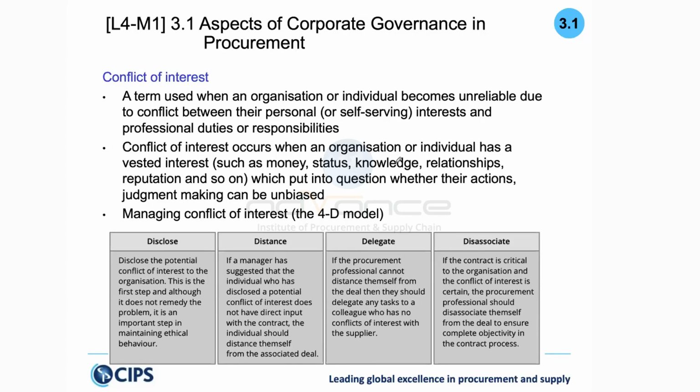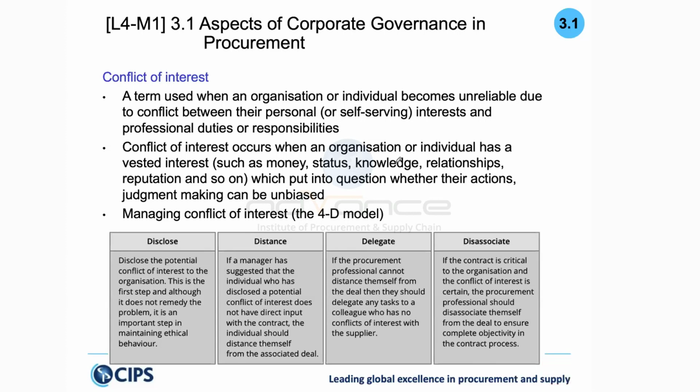So managing the conflict of interest is very important. First, disclose. Most organizations have a disclosure framework, right? Every year or on a periodic basis, you disclose your potential conflict of interest. In banks, for example, if you are even investing in shares, you have to declare. Distance. If a manager has suggested that the individual who had disclosed does not have direct input with the contract, the individual should distance himself. Say, sorry, I cannot participate in this procurement event.